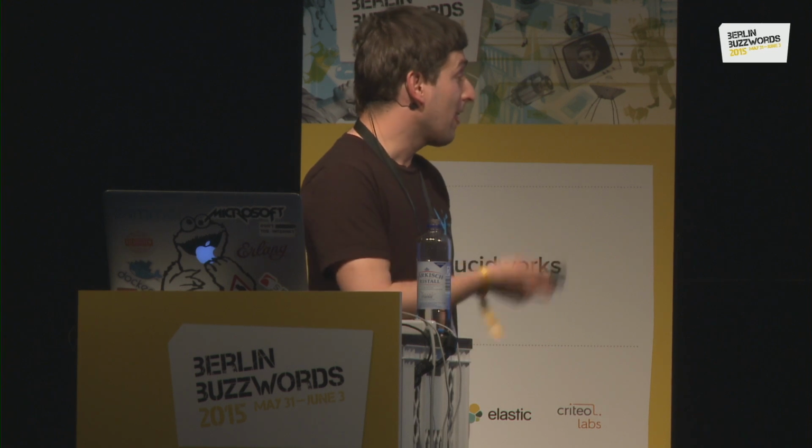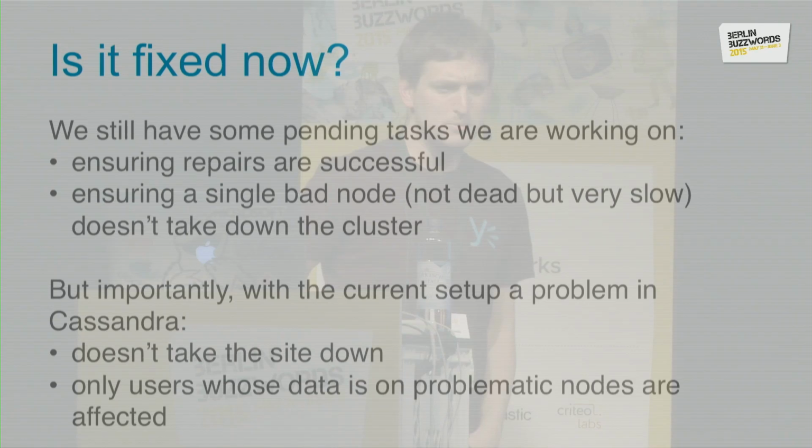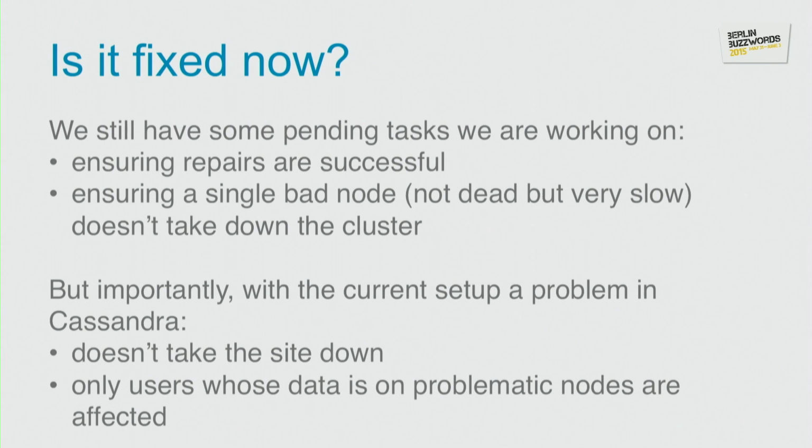So we have an ongoing task to inject latency and reproduce it to actually figure out how to solve it. But what's important is that even if we haven't solved all the problems with the backend, a problem with Cassandra or the service doesn't take the site down, because it has decent failure isolation. And the bulkheading pattern means that only the users whose data lies on the problematic nodes are actually affected.